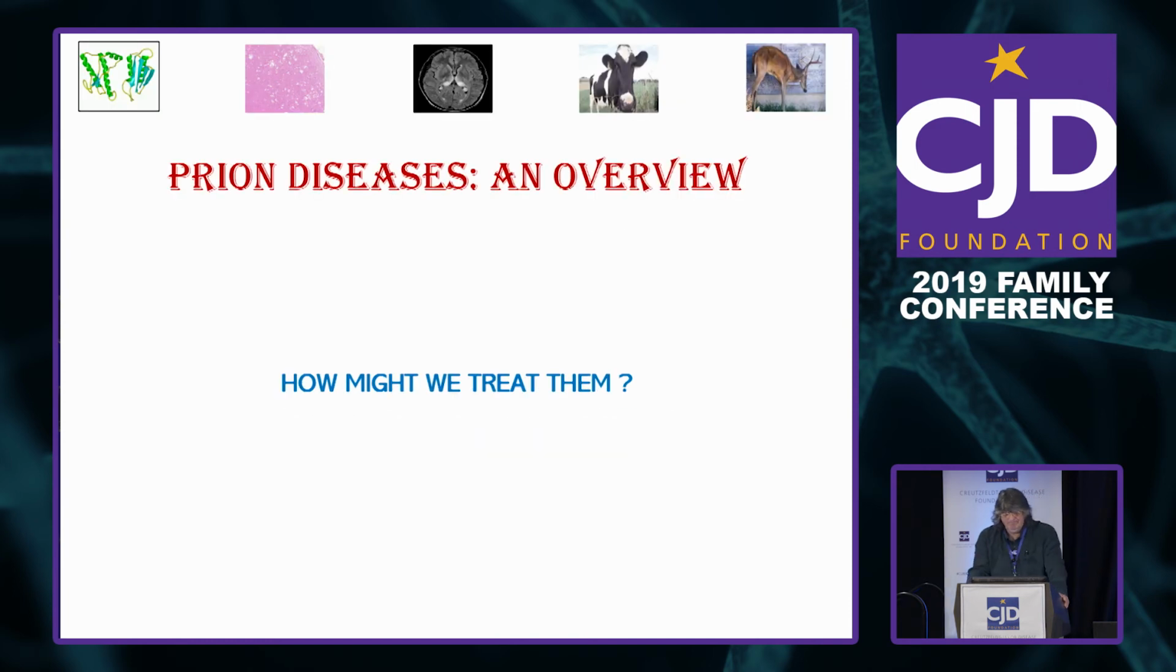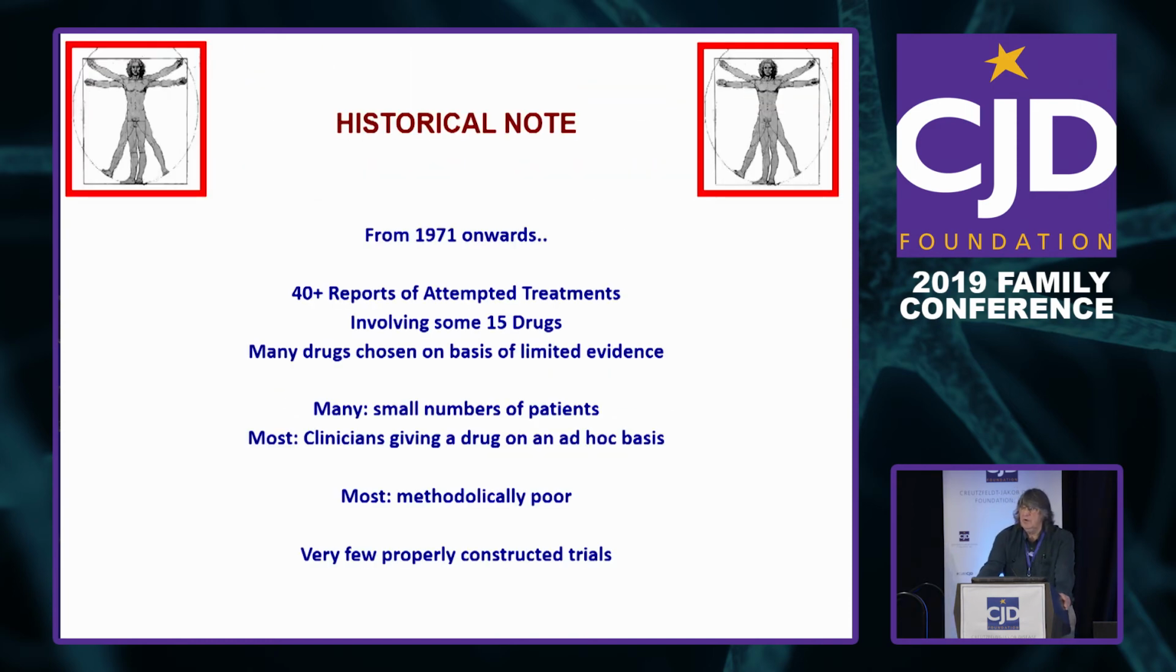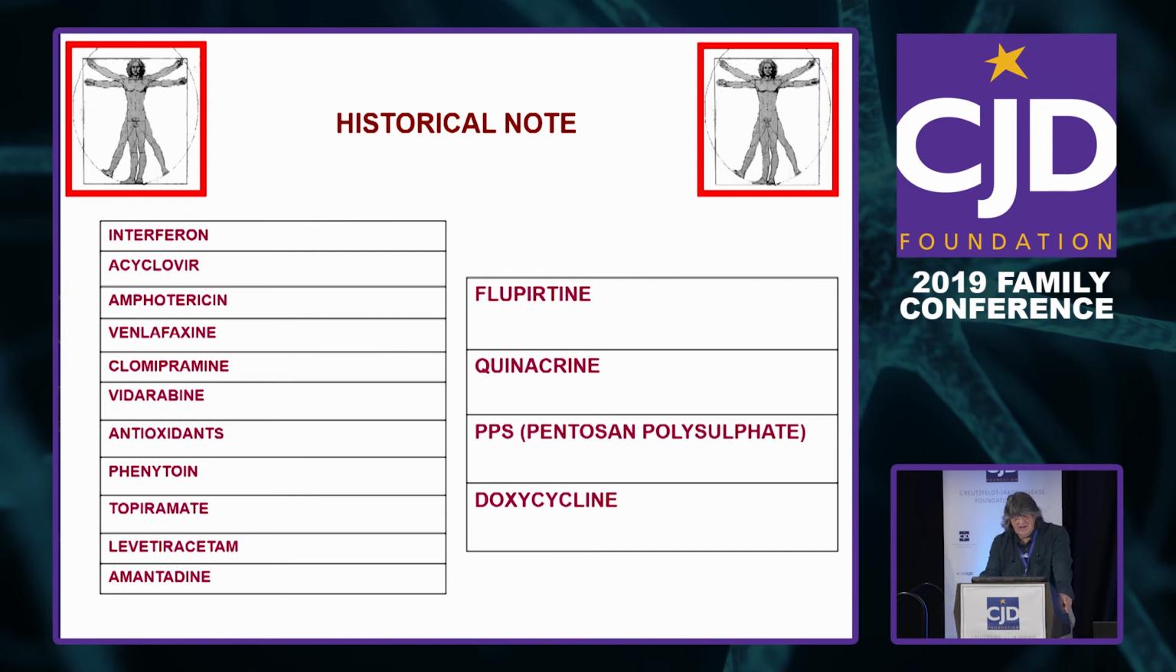So how might we treat them? Well, just as an historical note, from 1971 onwards, there were over 40 reports in the literature of attempted treatments involving some 15 drugs. Many drugs were chosen on the basis of limited evidence, many given to individuals or small numbers of patients on an ad hoc basis, most of them from a scientific point of view methodologically poor, very few properly constructed trials. If you look at the left-hand side here, there's a list of all the drugs that were used in these reports, which were found to be of no use.